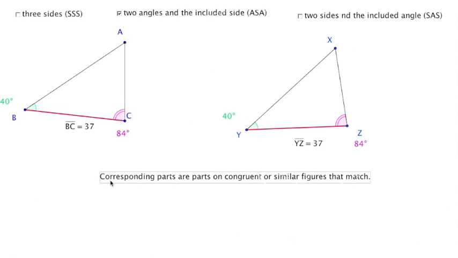One thing I've kind of been touching upon: the corresponding parts are parts on congruent or similar figures that match. So again, this 84 degrees is a corresponding angle, this 84 degrees, and this side YZ is congruent with this side BC.